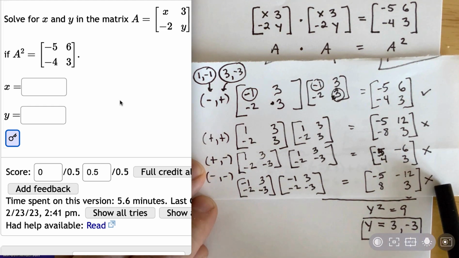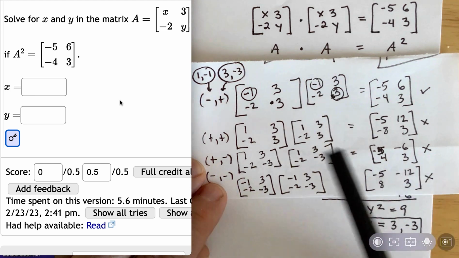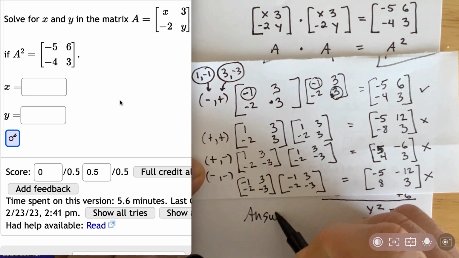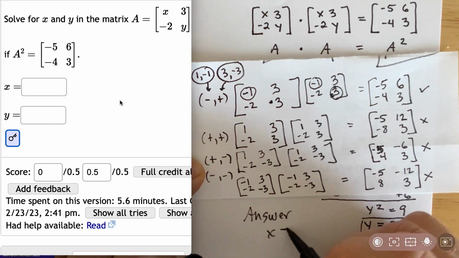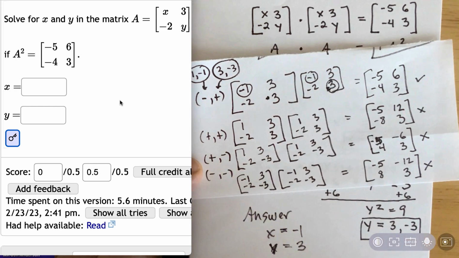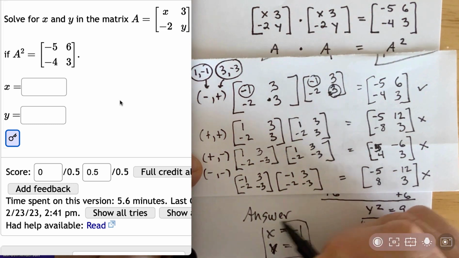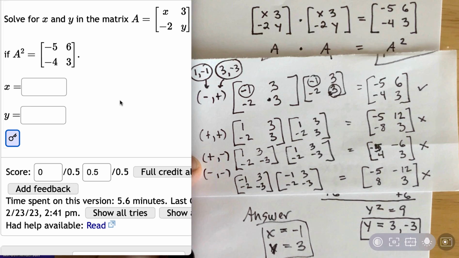And same thing with a -1 and a -3, that doesn't work. So the one that works, our final answer to this question, is x equals -1 and y equals +3. That is it. Hopefully this video helps you in walking through a difficult question like this where you solve for x and y. Hopefully this video helps, and good luck.